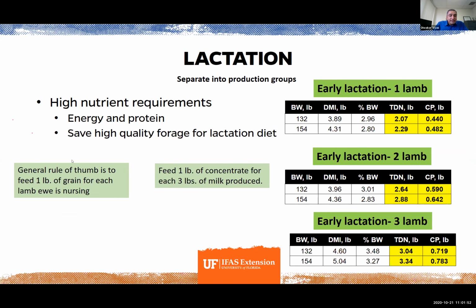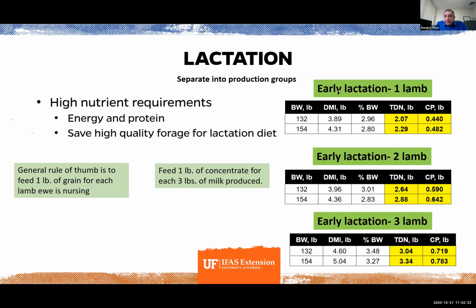The thumb rule is 1 pound of grain for each lamb. If ewes are nursing 2 lambs, 2 pounds of grain. 3 lambs, 3 pounds of grain. This is just a thumb rule. If we are not formulating diets, at least if we are providing this much, and with an average quality of forage, I think it will be okay as far as adequacy of nutrients is concerned. For milking animals, if we feed 1 pound of concentrate for every 3 pounds of milk produced, it is enough. It is adequate.